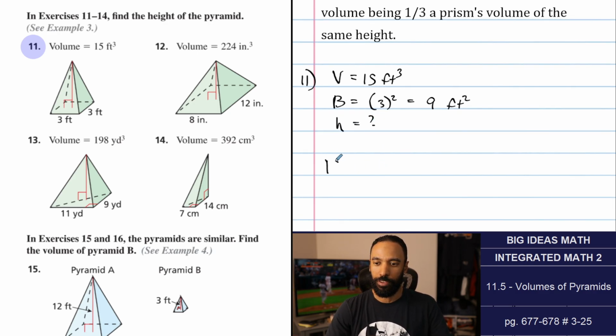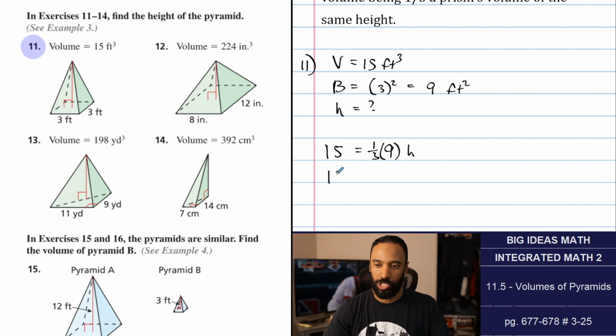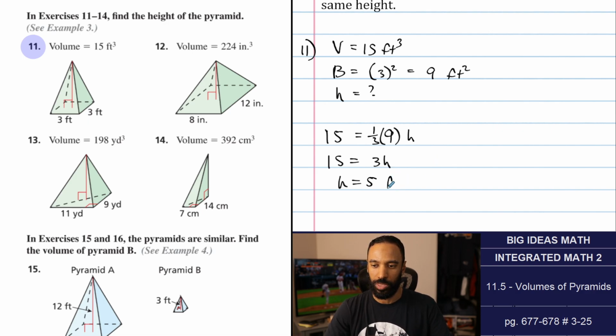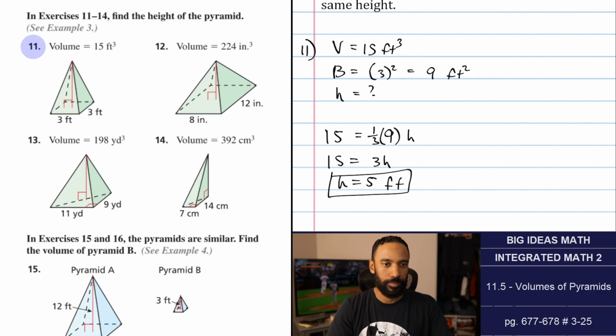So volume 15 is 1/3 area of base times height. 1/3 of 9 is 3. 15 equals 3h. Divide by 3, you get h equals 5. I haven't had to use my calculator very much, even with these 1/3 bits. So 5 foot height for number 11.